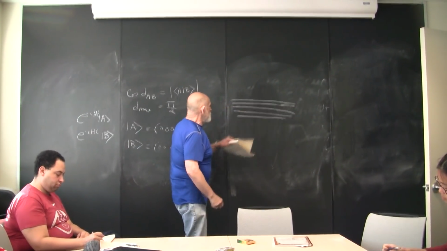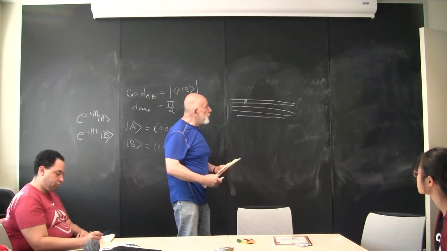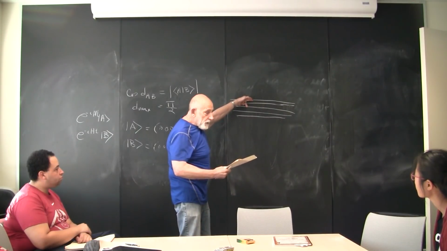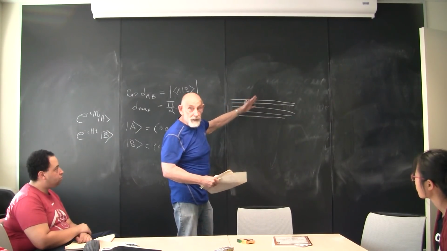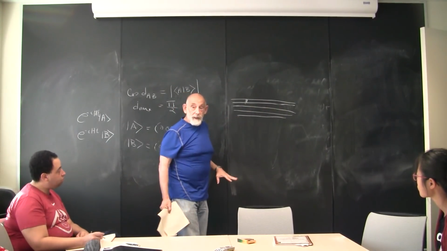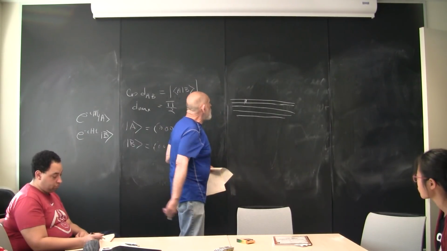And gates simply are interactions, unitary interactions between pairs of qubits or single qubits. You can make single qubit gates out of 2 qubit gates, so we could restrict ourselves to 2 qubit gates. But you cannot make 2 qubit gates in general out of single qubit gates.